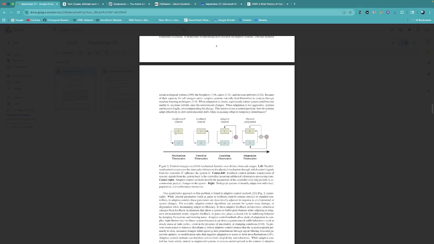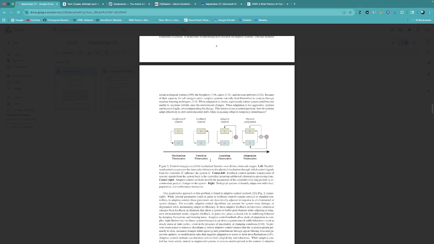So the first one is the mechanism time scale, and that's characterized by feed-forward control. So feed-forward control occurs over the time scales inherent to the physical mechanism, where the controller K influences the system G. And then feedback control is where you have the controller K influencing the system G, but then the system G influencing the system K through feedback. So this is at the function time scale.